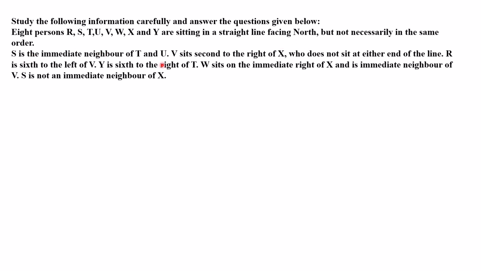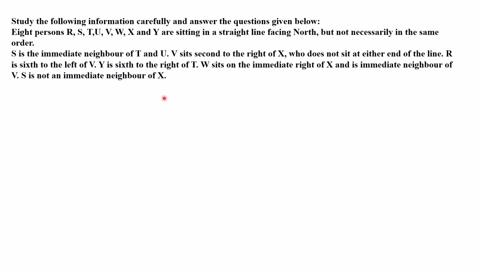S is the immediate neighbor of T and U. V sits second to the right of X, who does not sit at either end of the line. R is 6 to the left of V. Y is 6 to the right of T. W sits on the immediate right of X and is immediate neighbor of V. And S is not an immediate neighbor of X.